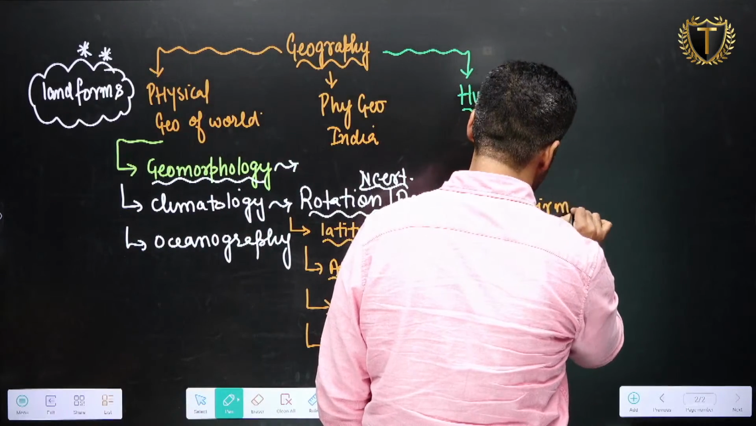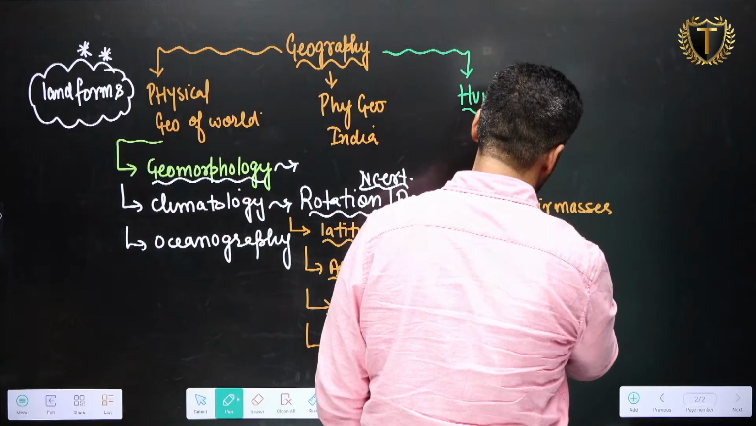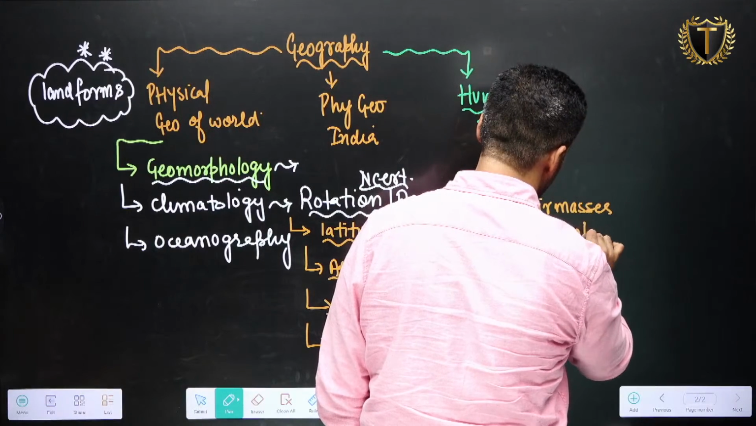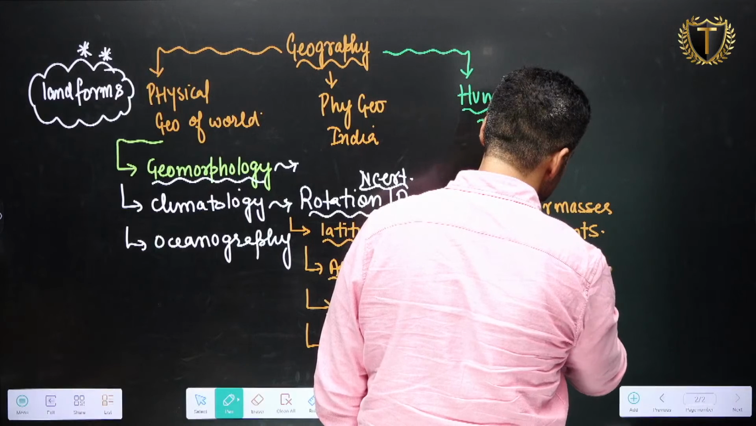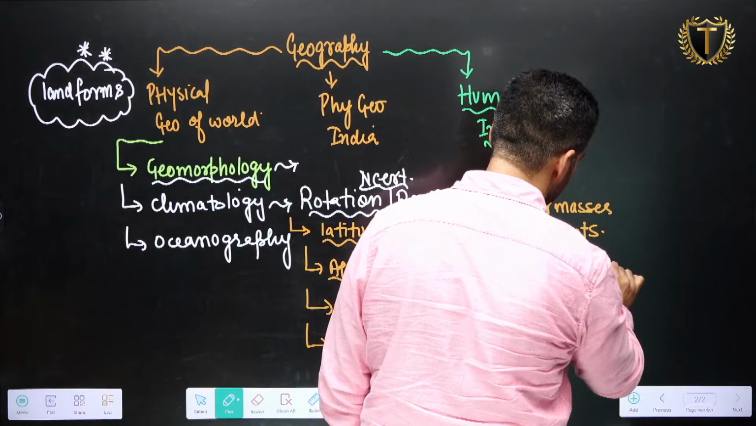Then you have another part here called air masses and fronts, a very important topic, and this frontogenesis gives rise to the temperate cyclone.